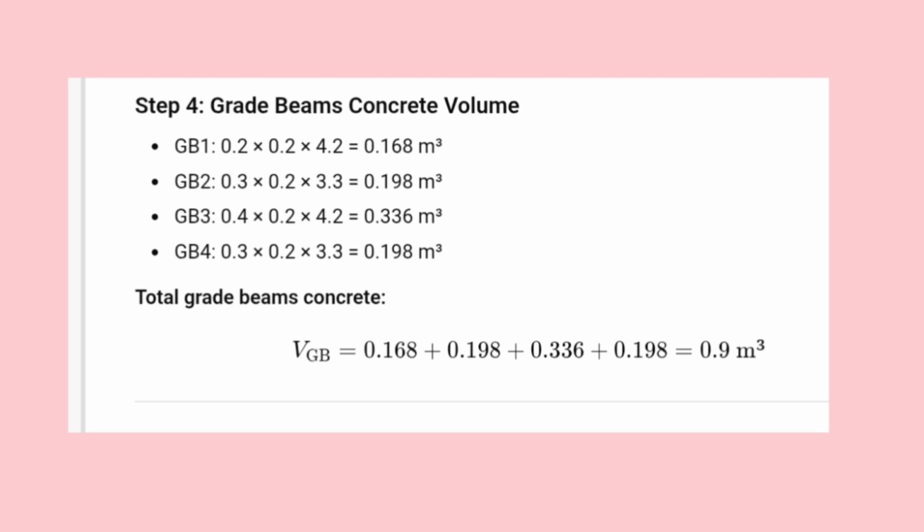For GB3, volume equals 4.2 multiplied by 0.4 multiplied by 0.2, which equals 0.336 cubic meters. For GB4, volume equals 3.3 multiplied by 0.3 multiplied by 0.2, equal to 0.198 cubic meters. The total grade beam concrete volume is 0.9 cubic meters.